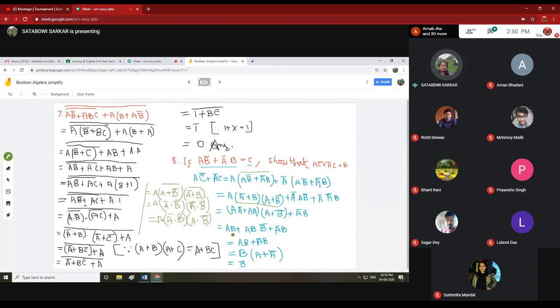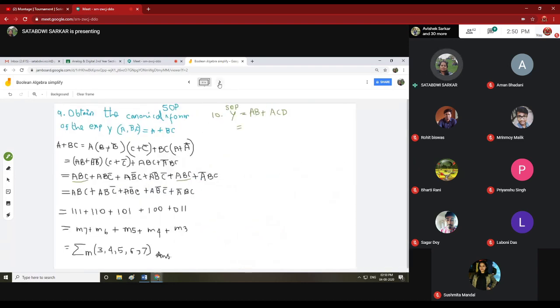Now it is A B plus A B into B bar, and it is A bar B. Now this is A B plus A bar B, and if we take B common, then A plus A bar. So the answer is B. Now see the next example.